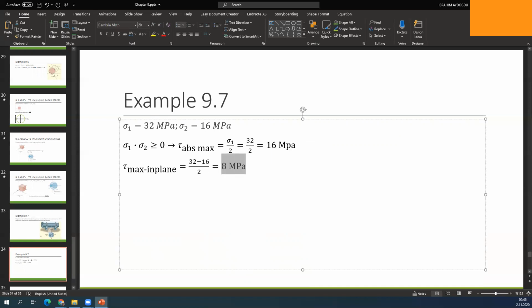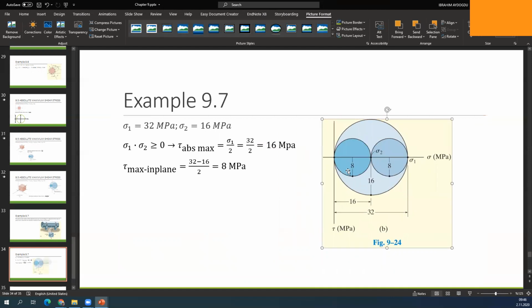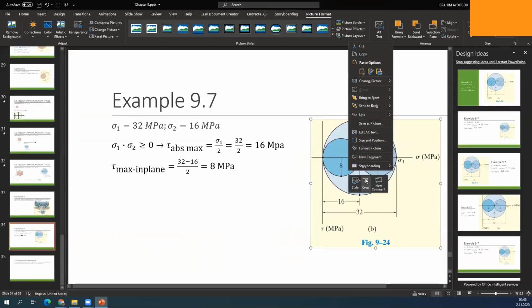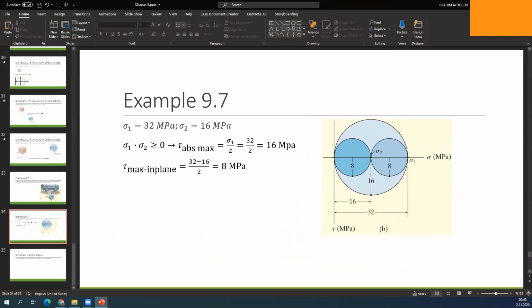This is equal to 6 megapascal. I forgot to put the Mohr circle on this example. If I add the Mohr circle, you can easily understand the difference between the maximum in-plane shear stress and the maximum absolute shear stress. You can see the maximum in-plane shear stress and the maximum absolute shear stress.